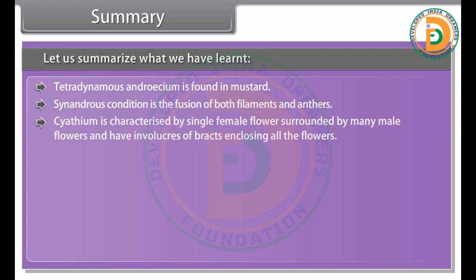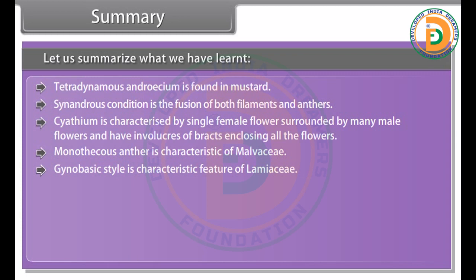Cyathium is characterized by a single female flower surrounded by many male flowers and has an involucre of bracts enclosing all flowers. Monothecous anther is characteristic of Malvaceae. Gynobasic style is a characteristic feature of Lamiaceae. Bicarpellary syncarpous inferior ovary is found in cypsela.